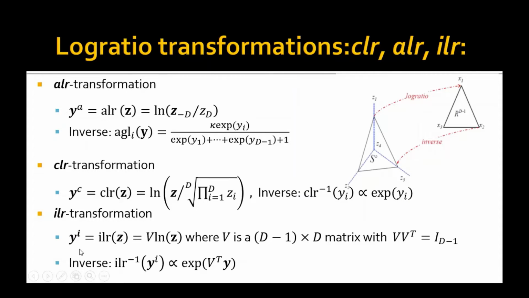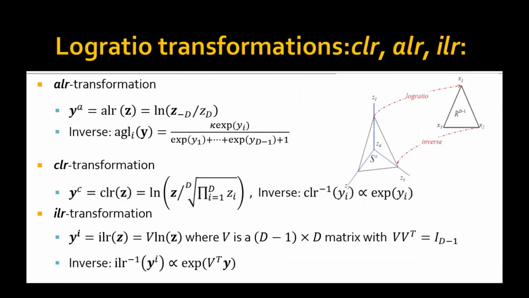And in 2003, a further transformation was added to that family called the intrinsic log ratio transform. Mathematically, that's the most elegant if you don't care about the application. In that case, you have a transformation that says your transformed data are V times log Z, and V is a D minus one by D matrix that is almost an orthogonal matrix, but not quite. I say almost orthogonal because it's actually not a square matrix. So all of these are available.